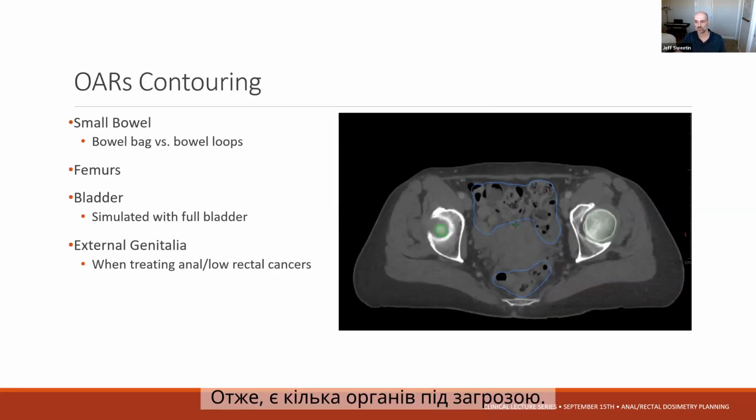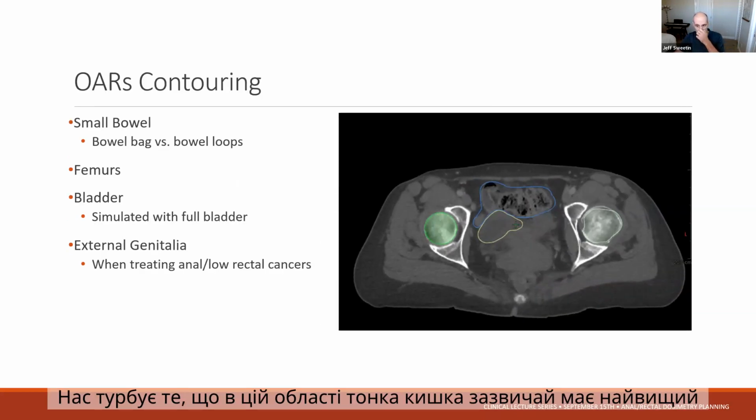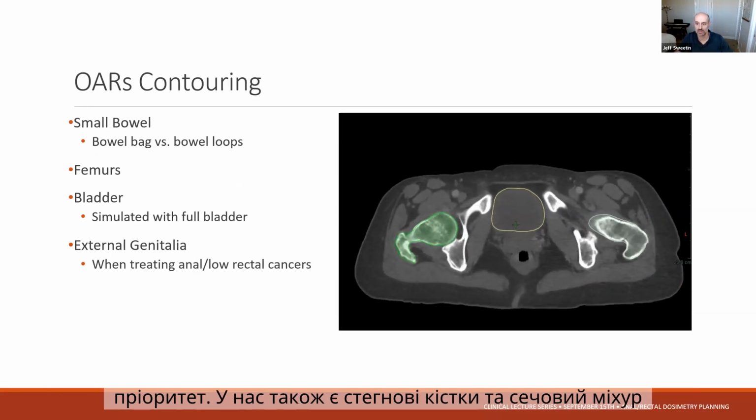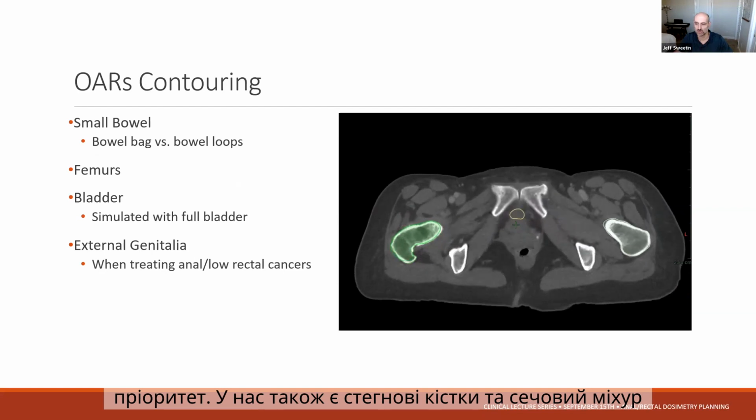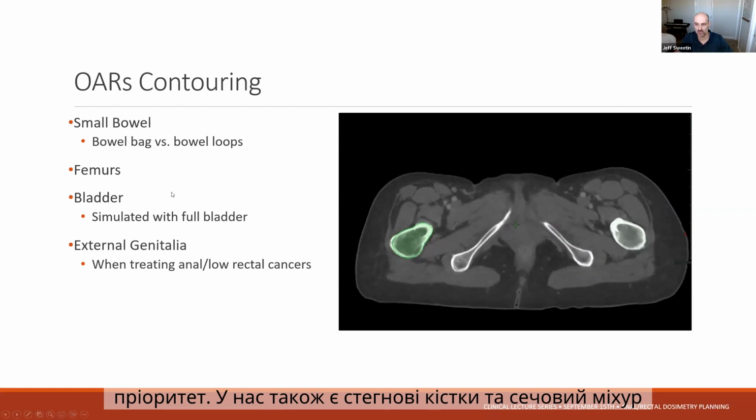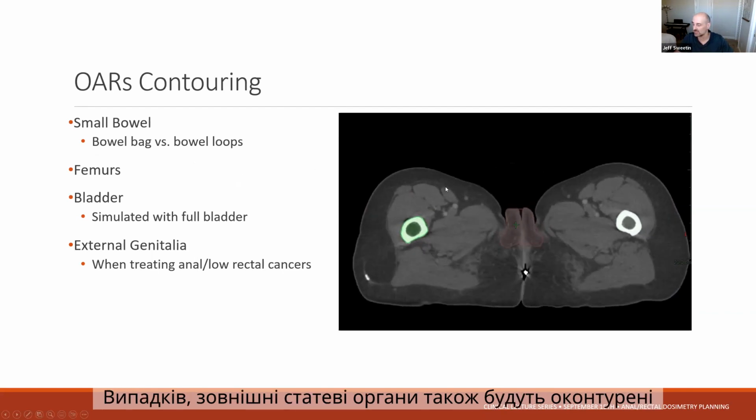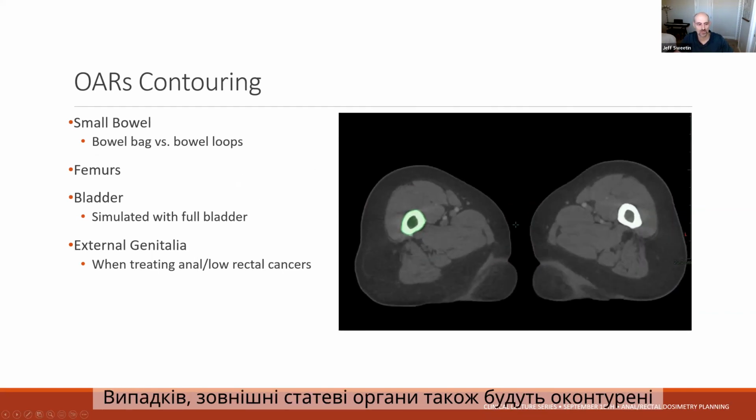So there are a few organs at risk we're concerned with in this area. The small bowel is usually our highest priority, but we also have the femurs and bladder, and especially for low rectal or anal cases, the external genitalia will also be contoured.